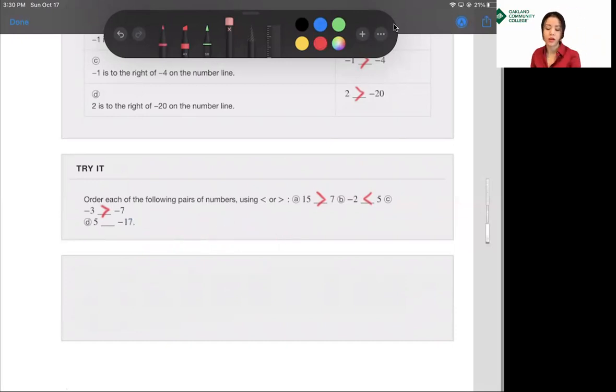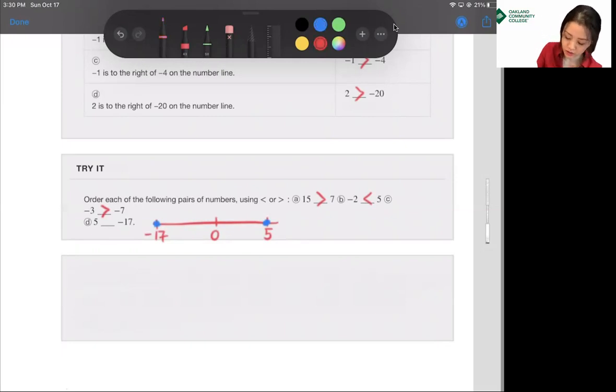The last problem, 5 and -17. Again, you can draw your number line out, or you can do it in your head. Here is 0. 5 is a positive number, so it's going to stay on the right. -17 is a negative number, so it's going to stay on the left of 0. So somewhere here, scale is not important. So 5 is to the right of -17 on the number line, so 5 is larger than -17.